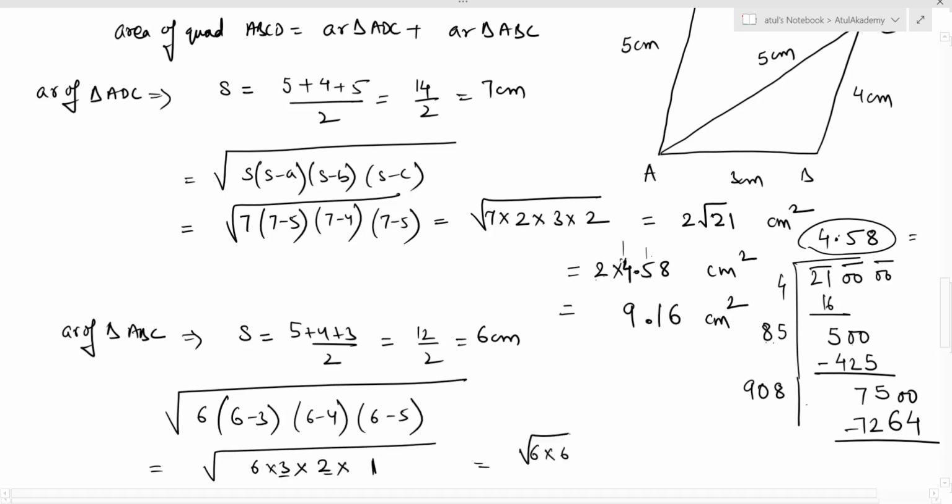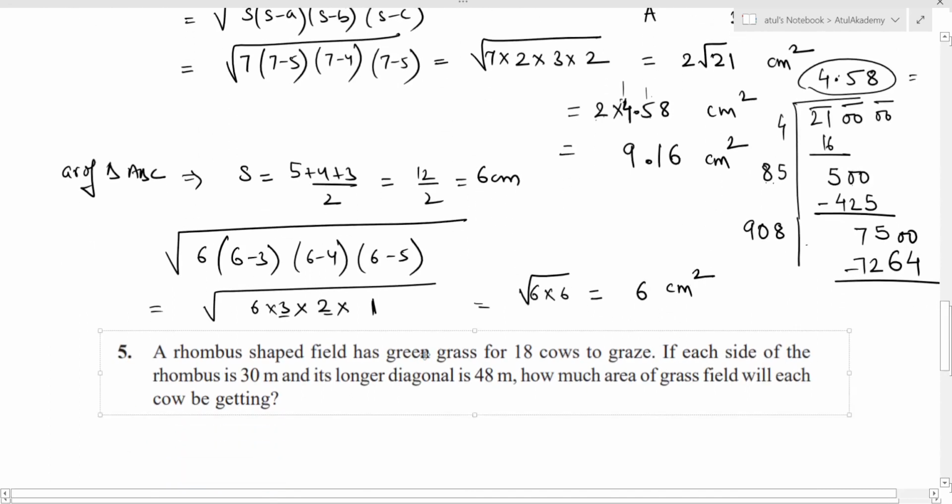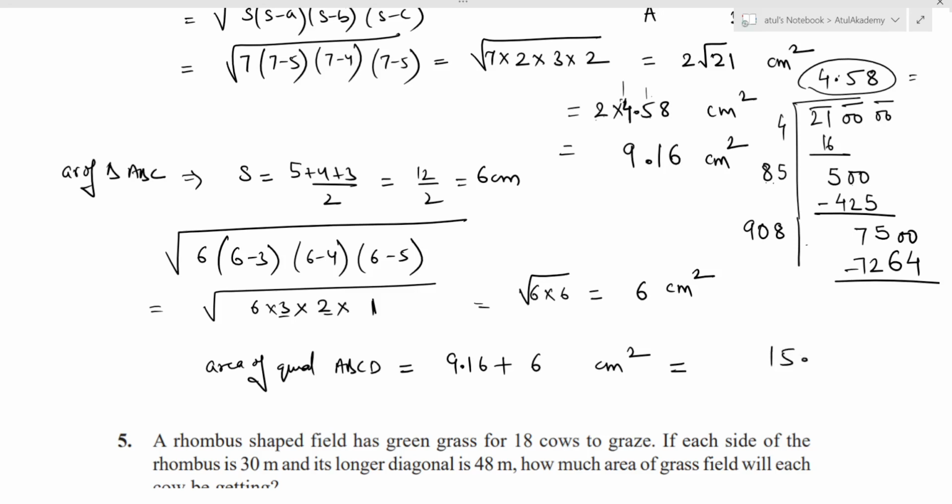Am I right? So the square root of 36 is 6 centimeter square. So what should be the final answer over here, students? We have to add them both. So area of quadrilateral ABCD is equal to 9.16 plus 6 centimeter square, which is 15.16 centimeter square. I hope it is clear, students.